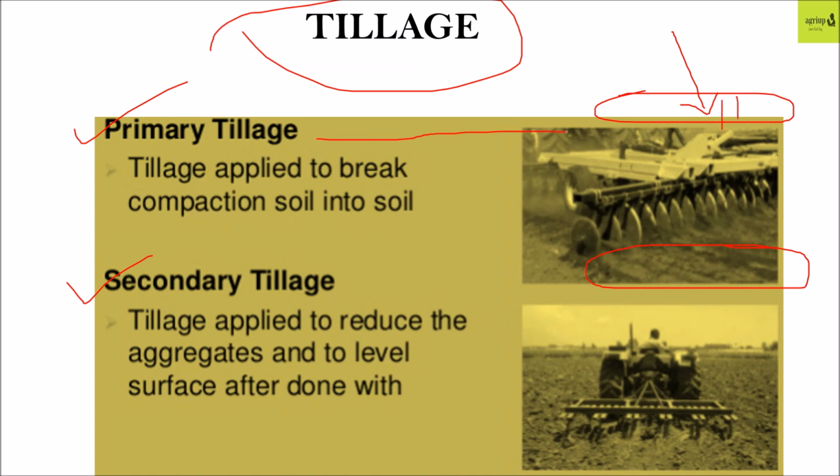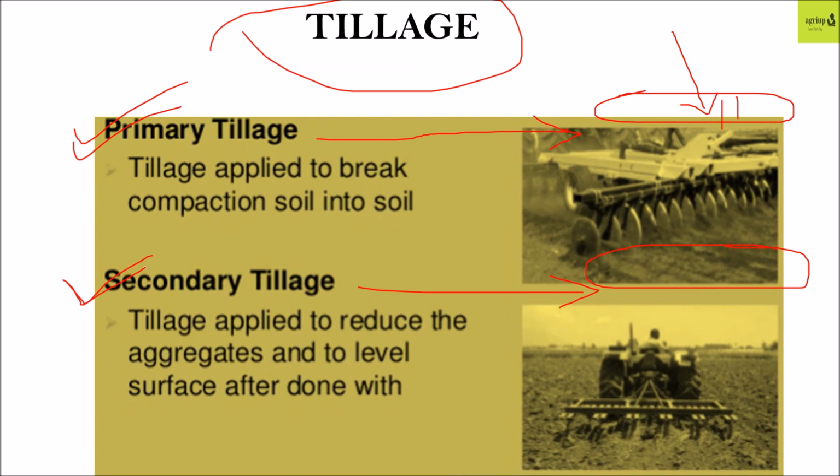And secondary tillage, as the name is indicating, is done to reduce the aggregates and to level the surface after it is done with everything. So this is the secondary tillage. You should be aware of what these two terms are trying to convey. I hope it is clear.